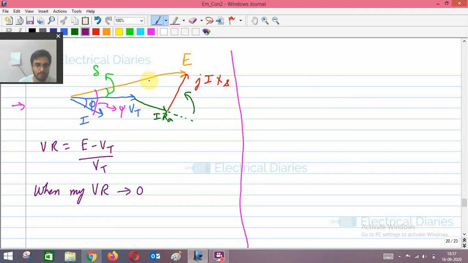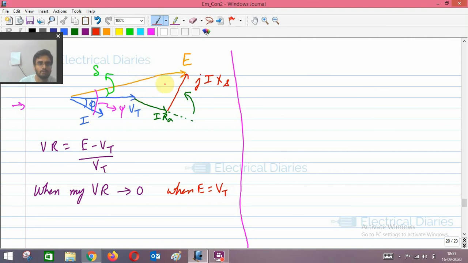See this diagram carefully. When your voltage regulation will be 0, it will be 0 when E is equal to Vt. This we can say from this formula. Now you decide in what cases your E will be equal to Vt. In the case of lagging, your E can never be equal to Vt. But in the case of leading loads, your E could be equal to Vt.